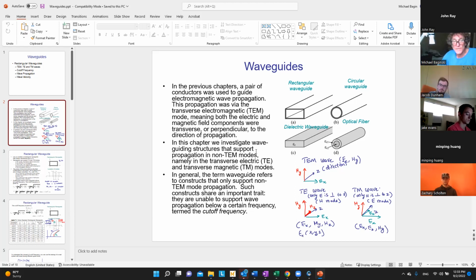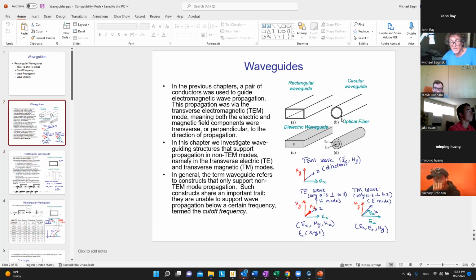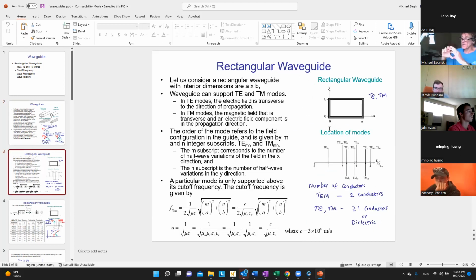Okay, now with these guides, we're going to start with the rectangular one. And again, the one thing about the guide, waveguide, is it's got to have a constant cross-sectional area. You can't have something where you get a rectangle and it starts flaring outward and getting larger and larger like a horn antenna. It has to maintain a constant cross section, or we can't solve any problem.